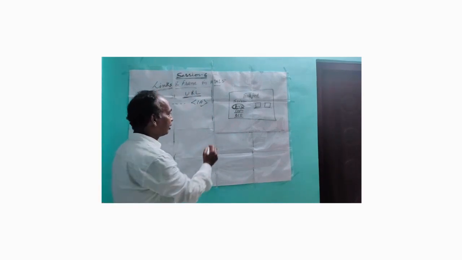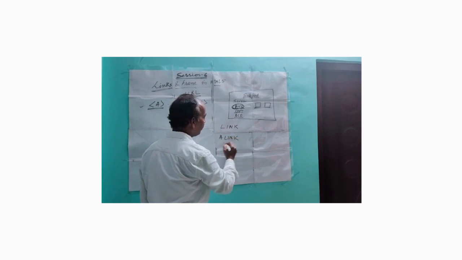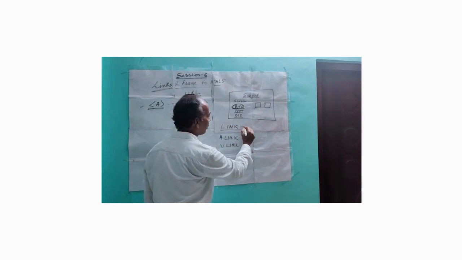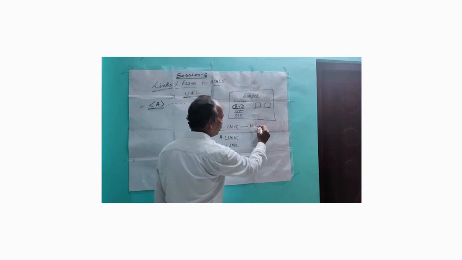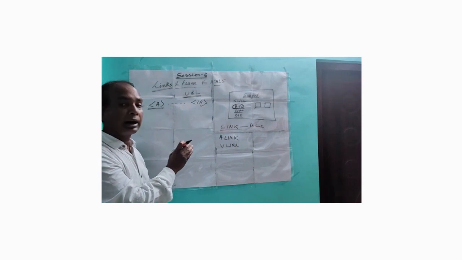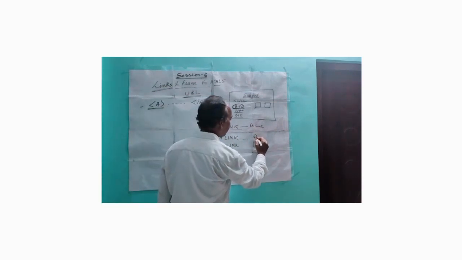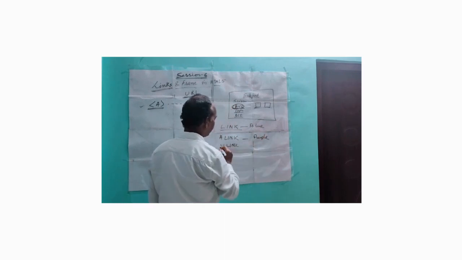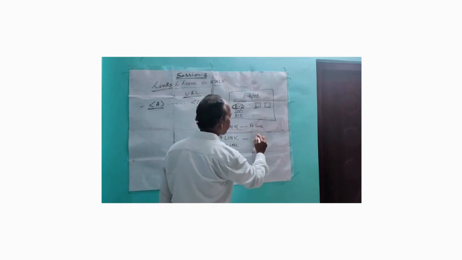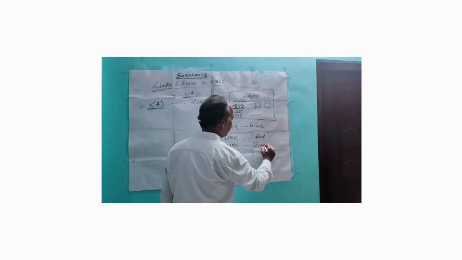You can say link, A link and V link. The default color of the link is blue. You can change the color of link, A link and V link. The default color of A link is red, and V link is purple.